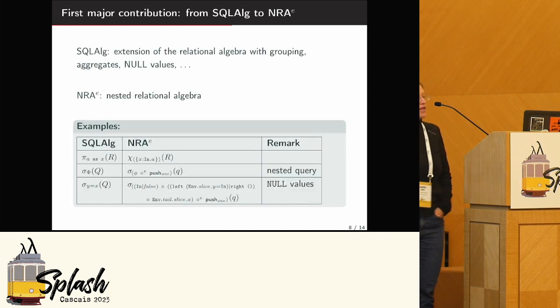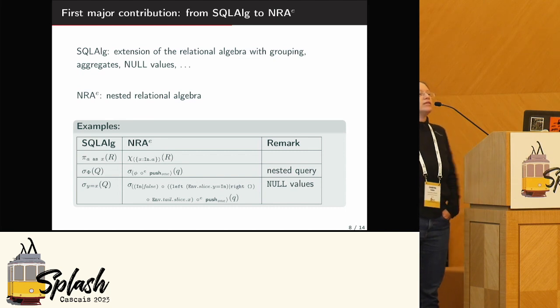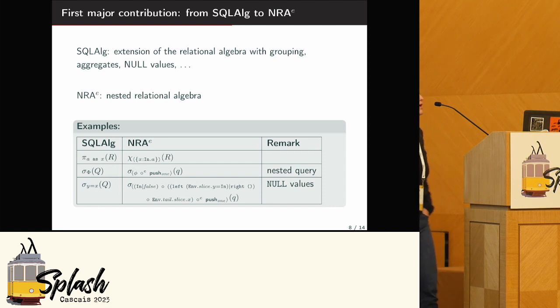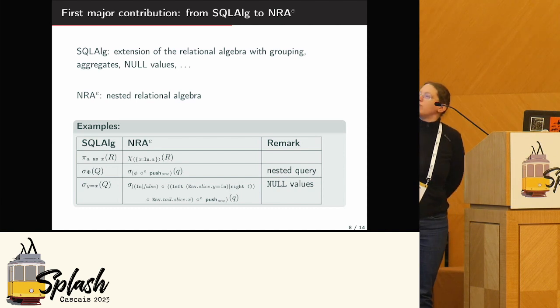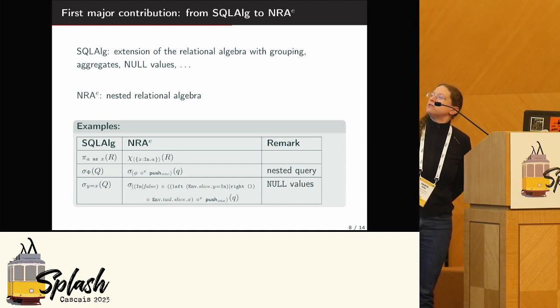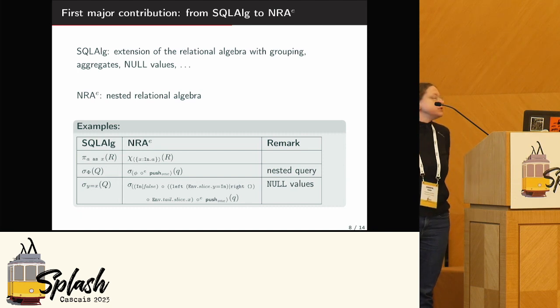So, as I said, the SQL Alg is an extension of relational algebra with things that you find in SQL like grouping, aggregates, null values, and so on. And the NRA is a nested relational algebra, which doesn't know anything about nulls or correlations and so on. Okay, so I show some examples of the difficulties that may appear in this part. So we have seen that projection is translated to a map. So this is quite standard.